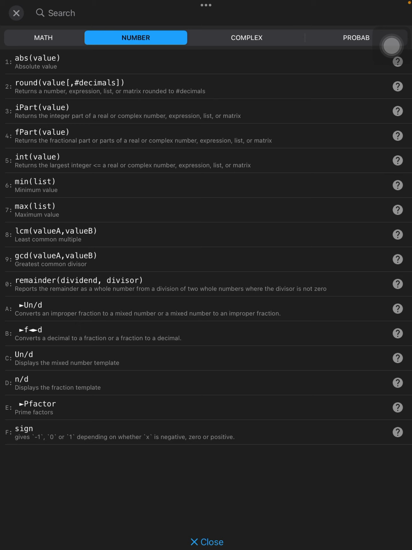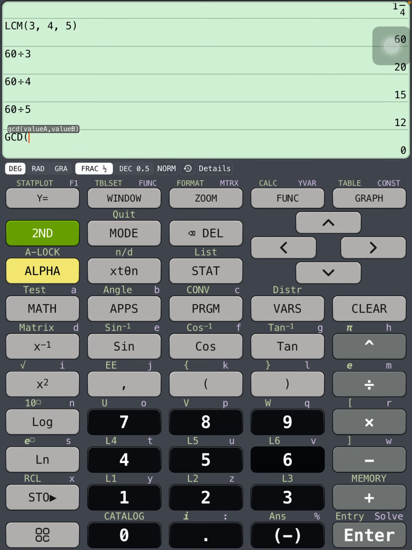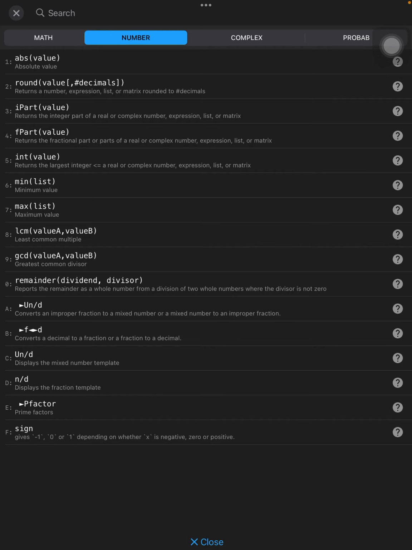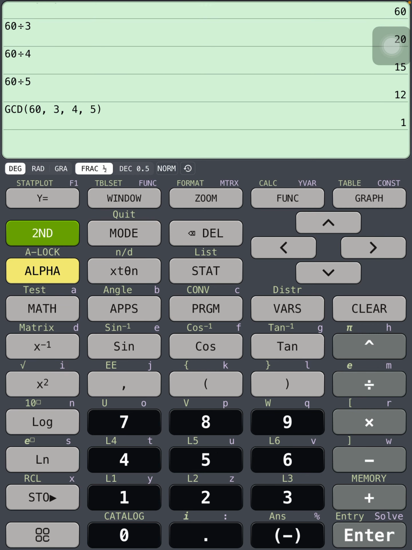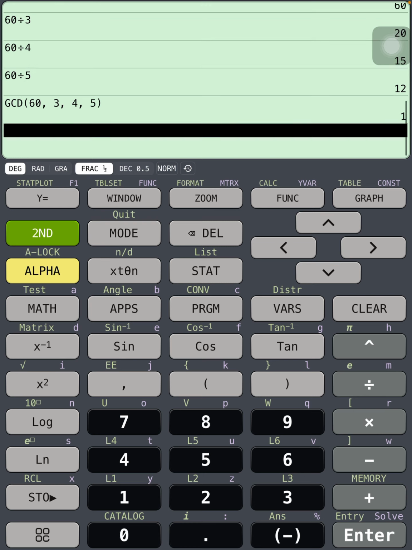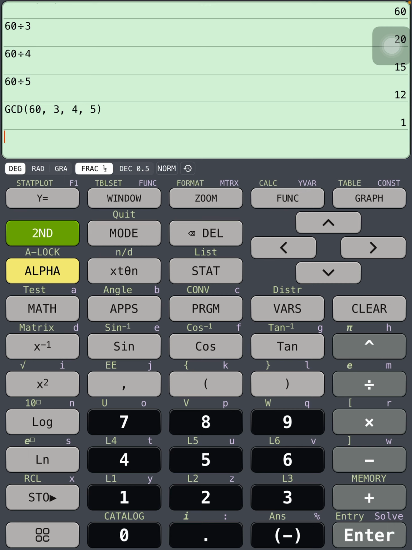Back to math number 9, GCD, and we're going to put in 60, comma, 3, 4, 5. The greatest common factor of all these numbers is 1, right? And so if the greatest common factor or greatest common divisor of a dividend, 60, and then divisors 3, 4, and 5, is 1, well then that's the lowest common multiple of all three of those, which also means that it's modulo 0.